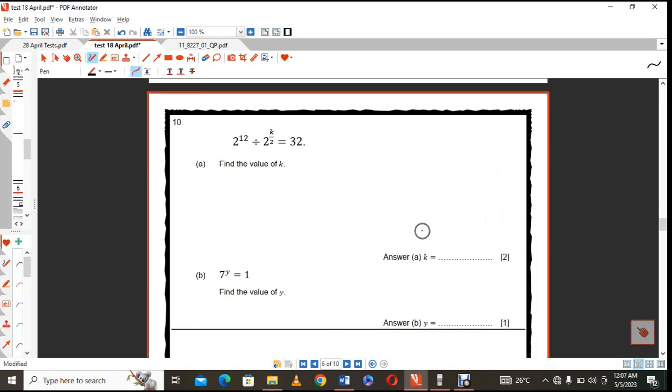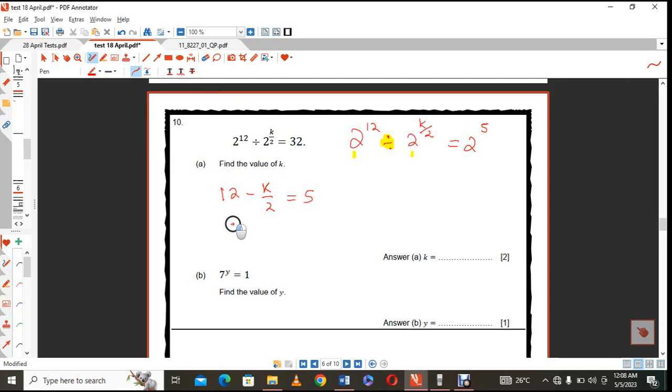All right, question 10, they say find the value of k. Now, when you are dividing and the bases are the same, naturally, you are going to be subtracting the indices. So this is 2 raised to the power of 12 times 2 raised to the power of k, divided by 2, equals 2 raised to the power of 5. If you are dividing and the bases are the same, you subtract the indices. So I say 12 minus k over 2 equals 5.